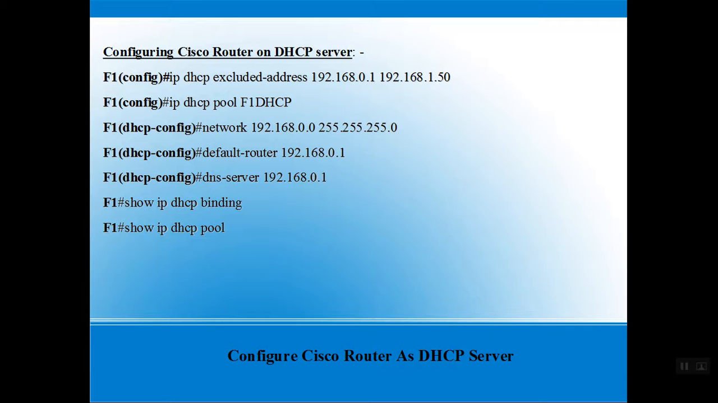F1(dhcp-config)# network 192.168.0.0 255.255.255.0. Then F1(dhcp-config)# default-router 192.168.0.1. And F1(dhcp-config)# dns-server 192.168.0.1. And F1# show ip dhcp binding, F1# show ip dhcp pool.